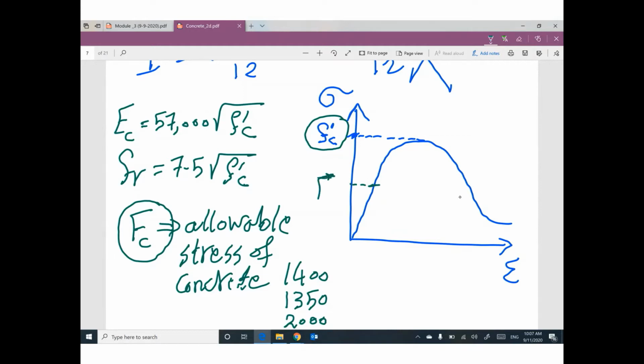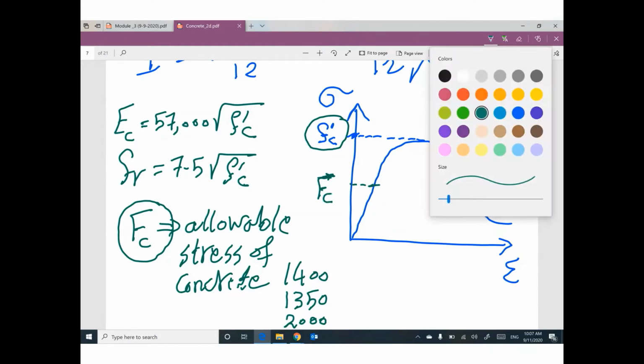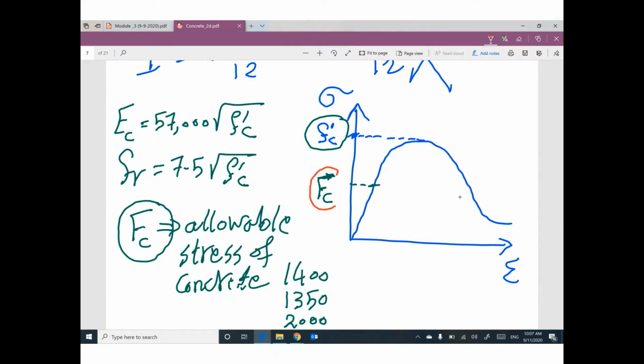I cannot use this value to figure out Young's modulus or the tensile strength. The only value used here is f'c, not the allowable stress. Allowable stress means I reduced this one by a factor of safety. One of you, I think, did it wrong, as I remember. Any questions, guys?